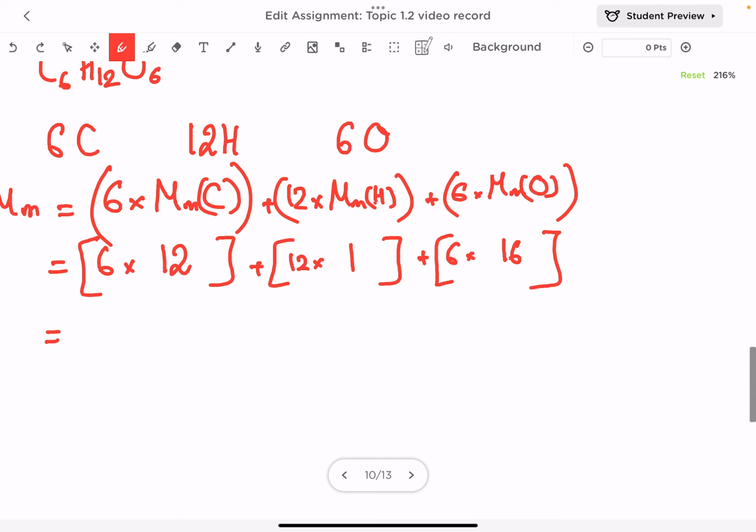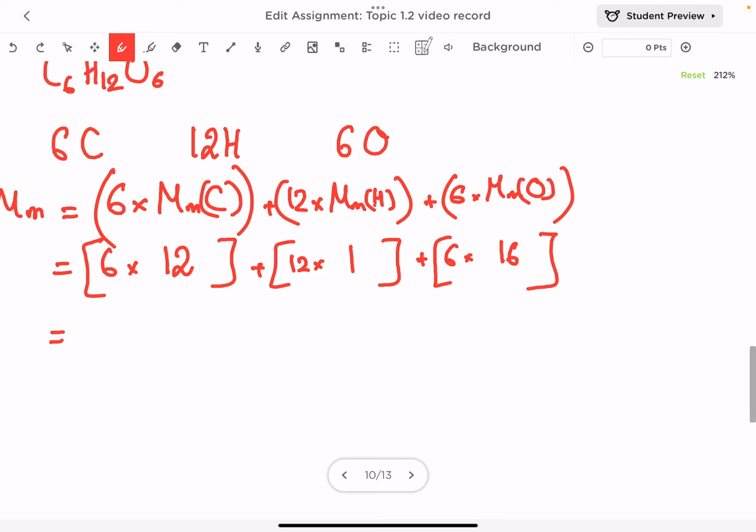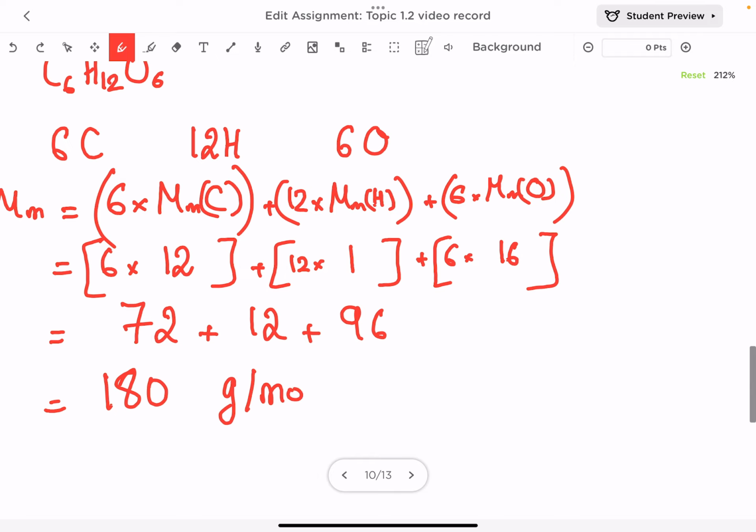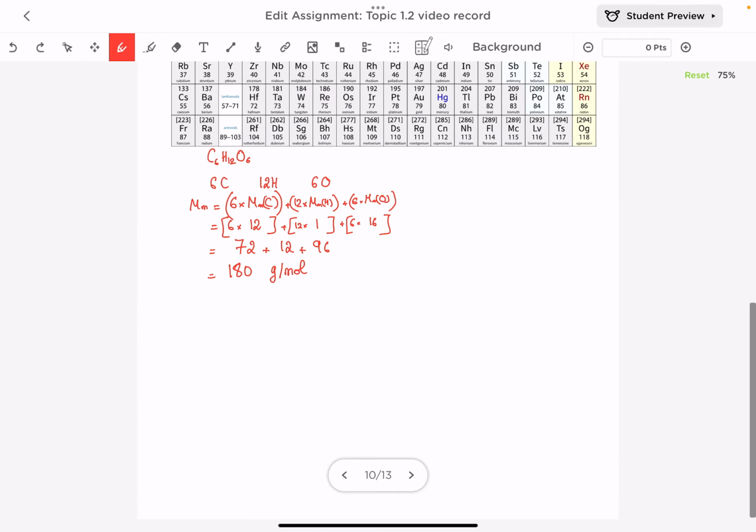Working out the numbers, 6 times 12, that's 72. And here I have 12, and 6 times 16, that's 96. So finally, the molar mass of C6H12O6 is 180, and the unit is gram per mole.